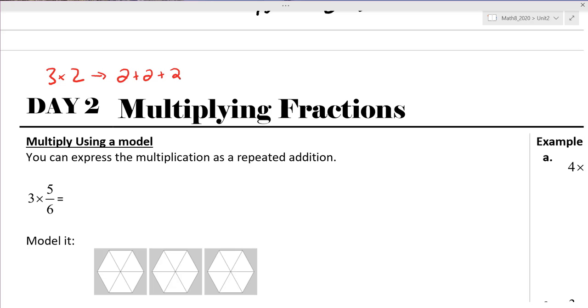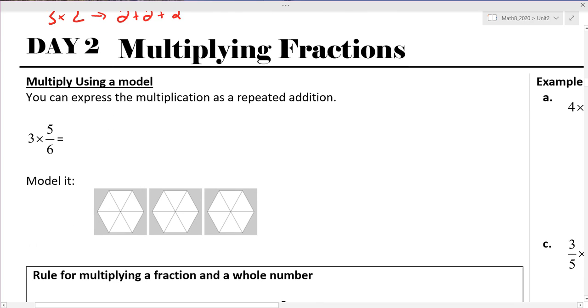And now if we have 3 times 5 over 6, it means the same thing. This is 3 groups of 5 over 6. Yes, Lachlan? Is the answer 15 over 18? No. Really? No. All right. So what do we have? We have 5 groups of 6.